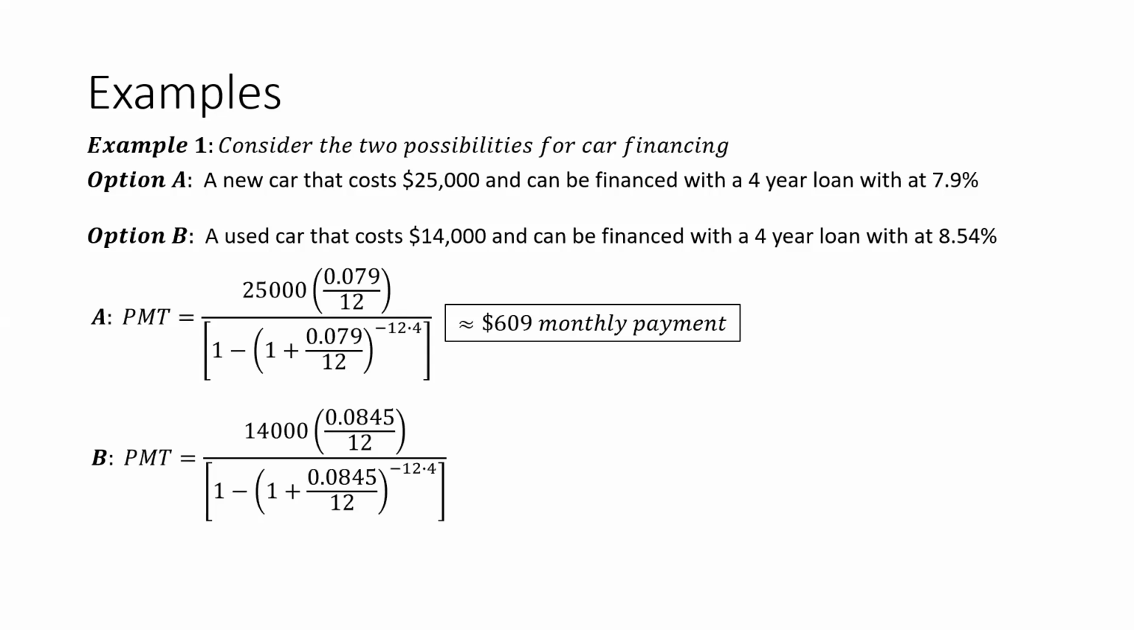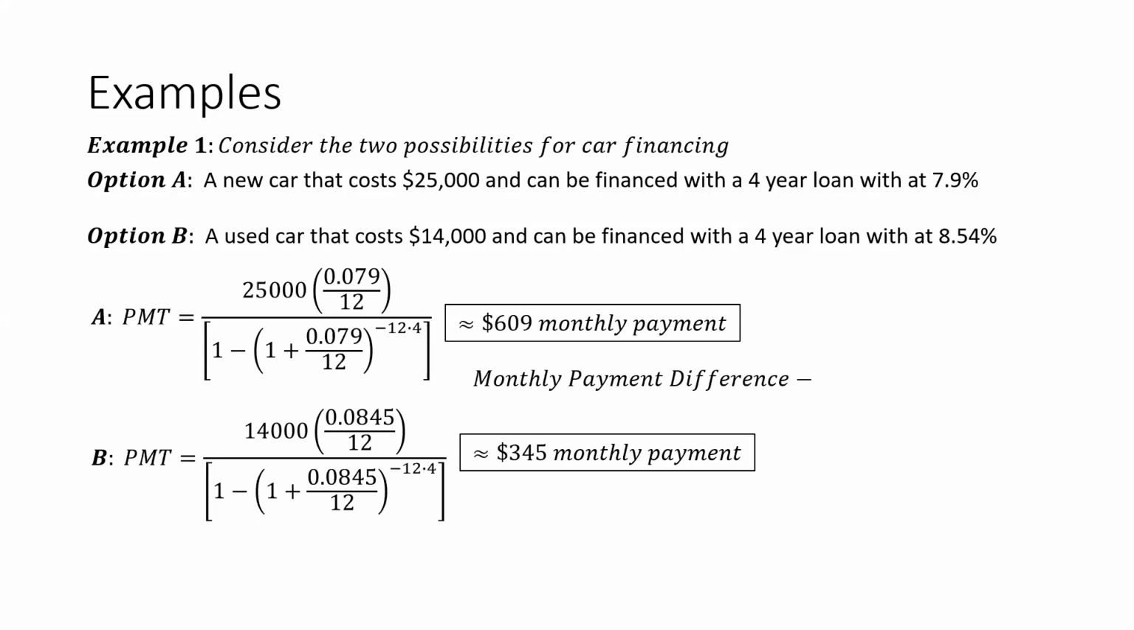Now we move on to our used car. Fill out our formula very similarly. In this case, my rate is 0.0845, moving my decimal place over twice. The cost of my car is $14,000, and car payments are monthly, so my N is 12. Throw that in my calculator. I have a $345 monthly payment.